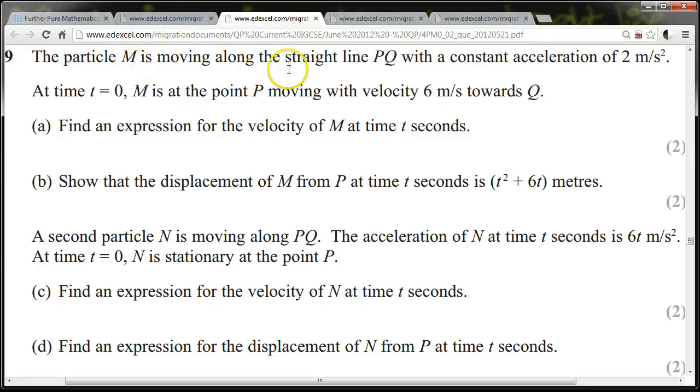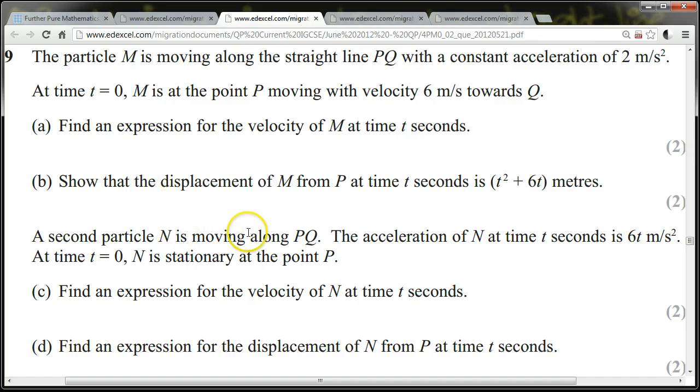Particle m is moving along a straight line PQ with a constant acceleration of 2 meters per second squared. At time t equals 0, m is at the point P, moving with velocity 6 towards Q. Find an expression for the velocity of m at time t seconds. Show that the displacement of m from P at time t seconds is t squared plus 6t meters.